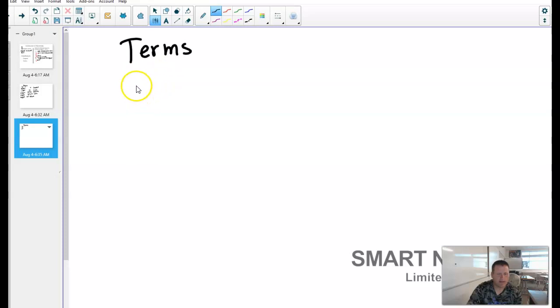So if I had 5x to the 7th, and that's all I had, this is one term, right? There's no adding or subtracting to this. This is what we call a monomial. And all of these are polynomials, okay? So these are just more specific. This is a monomial because of one term.